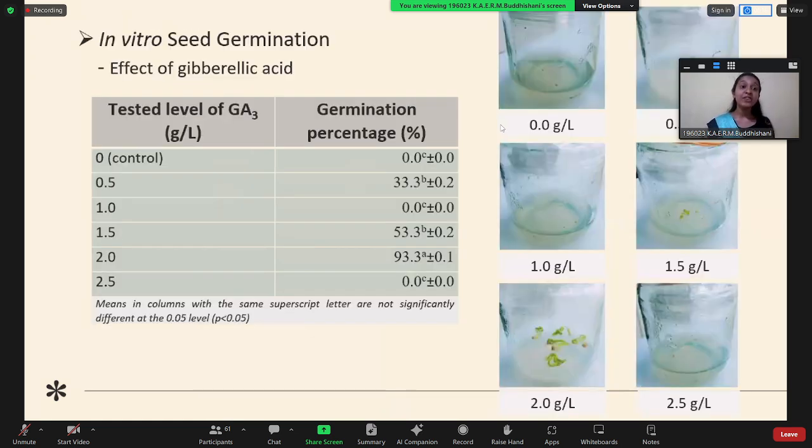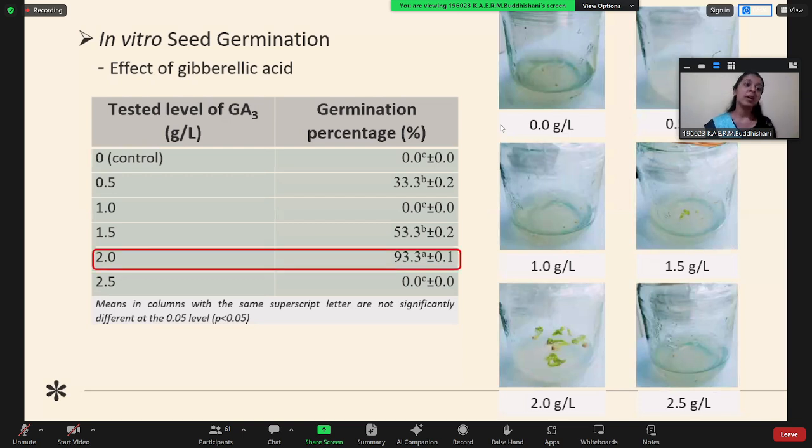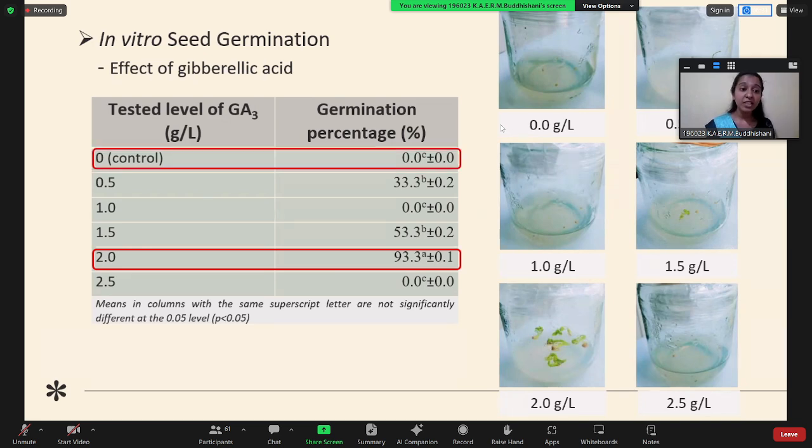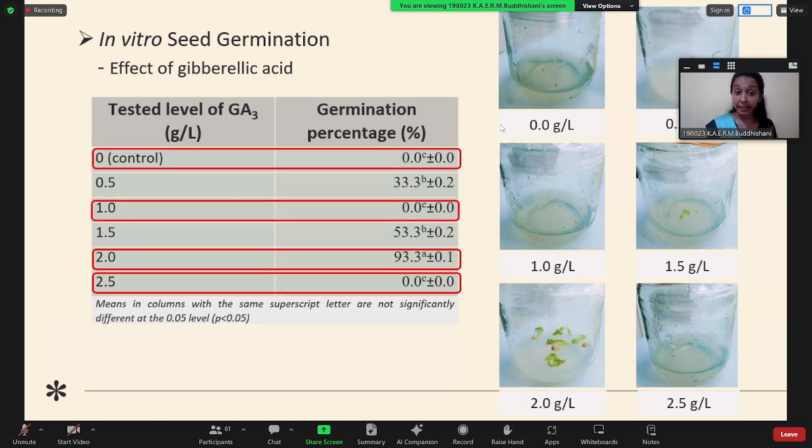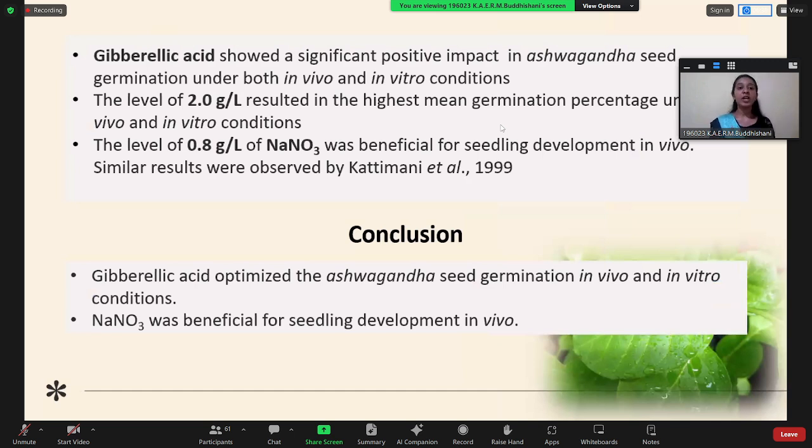Considering the in vitro seed germination, the highest mean germination percentage was recorded at 2 grams per liter. The germination percentage was 0 at the control and the 2.5 grams per liter levels. So, gibberellic acid shows a significant positive impact on ashwagandha seed germination under both in vivo and in vitro conditions. The level of 2 grams per liter results in the highest mean germination percentage under both conditions.